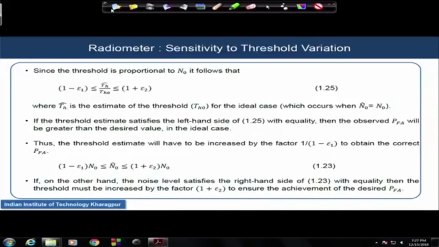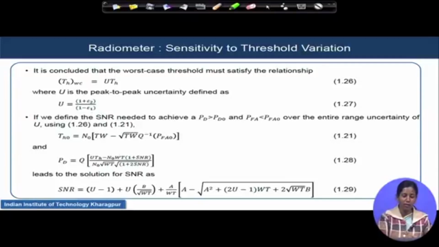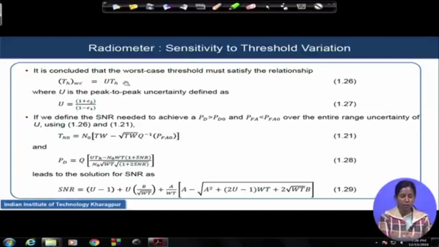Anyway, the estimated false alarm probability needs to be readjusted based on where your estimate lies between. So, it is concluded that the worst case threshold must satisfy the relationship of 1.26. Your threshold is worst chosen. So, it will be a factor of the actual threshold value. This we call the peak to peak uncertainty involved, which is given by the factor of 1 plus epsilon 2 by 1 minus epsilon 1.